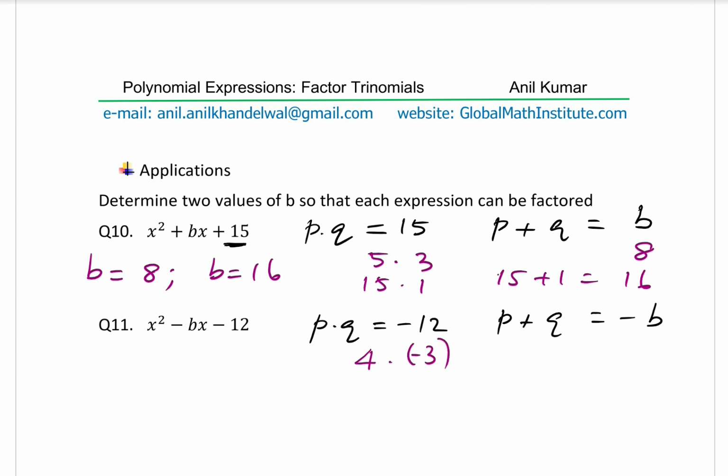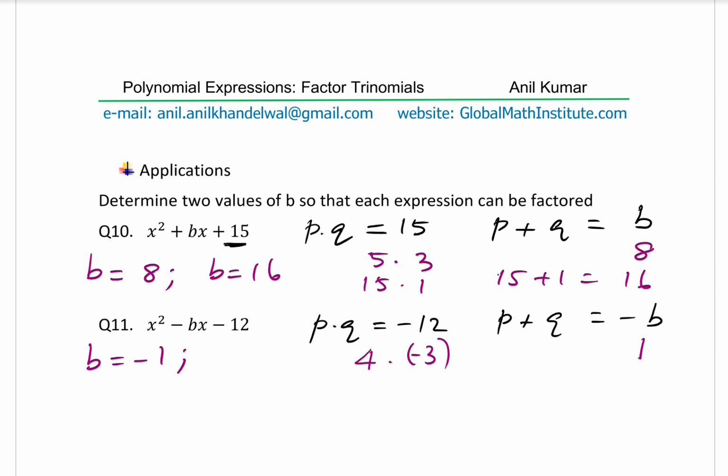That gives you -12. When you add them up, you get +1. Well, minus b is +1, so b is equal to -1. Does it make sense to you? Because here it was -b, so that is very important to note.